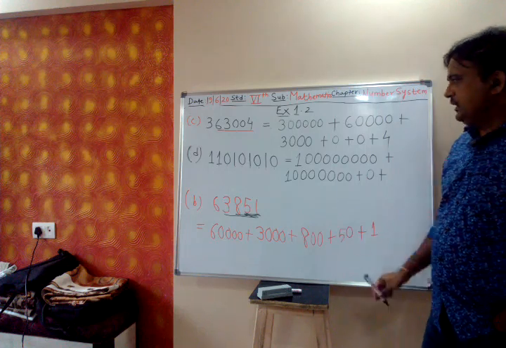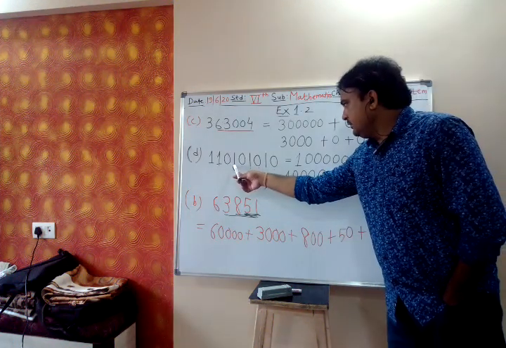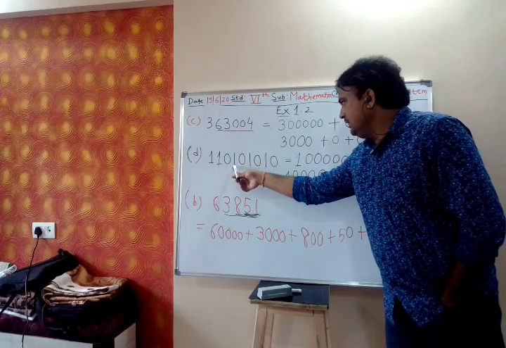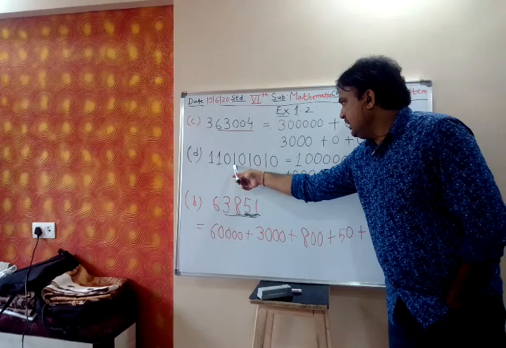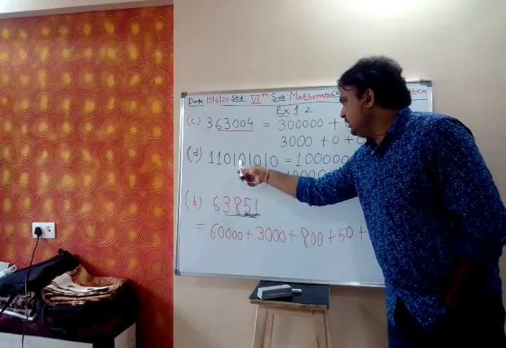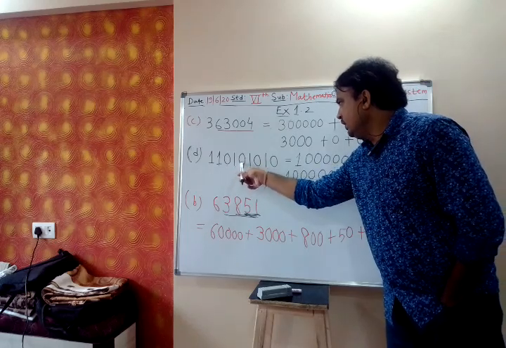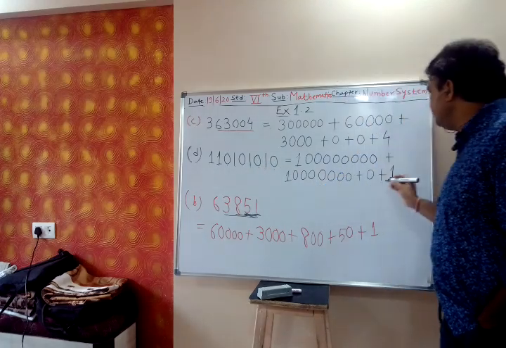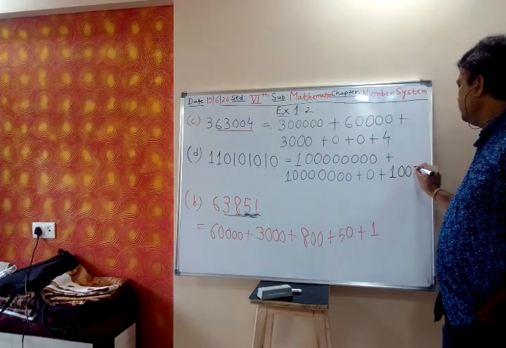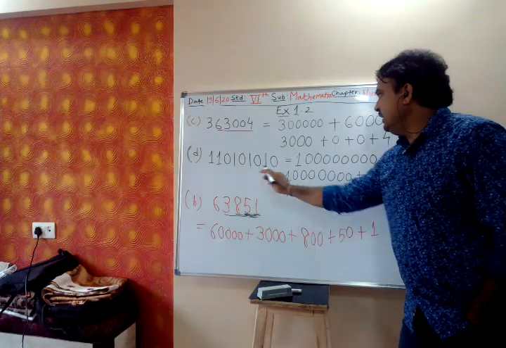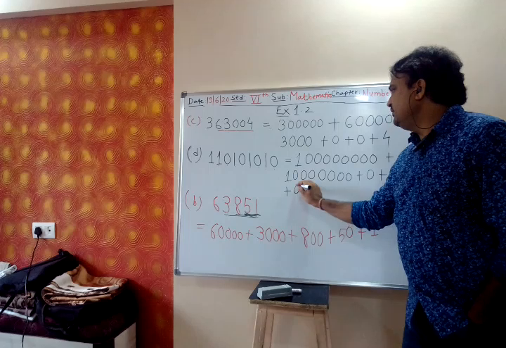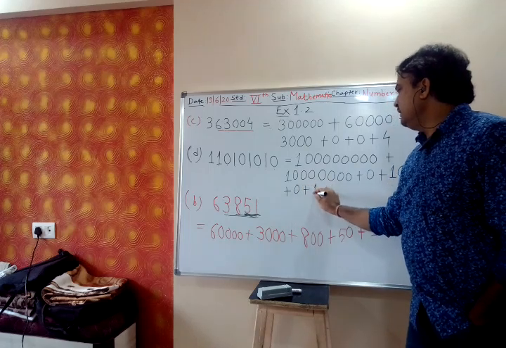Plus, let me write this one. After this one, how many digits are there? 1, 2, 3, 4, 5. So 5 zeros I will write. Plus, again I have 0, I will write 0. Plus 1.